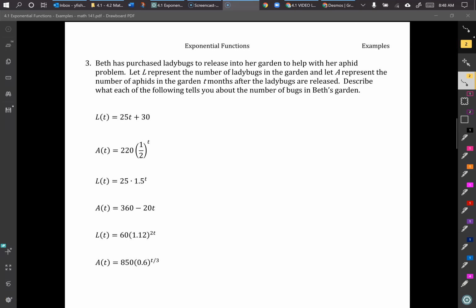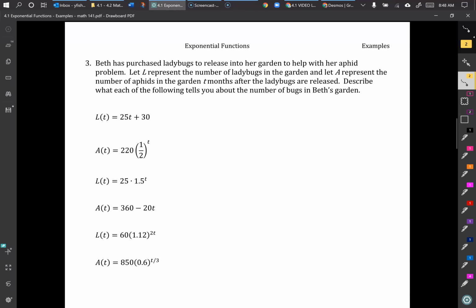In this example, we're going to look at a compare and contrast of linear functions versus exponential functions, and how things lay out and how we figure out how to take this equation and just put it into words. Like, what does this actually mean in everyday language? So Beth has purchased ladybugs to release into her garden to help with her aphid problem. Let L represent the number of ladybugs in the garden, and let A represent the number of aphids in the garden T months after the ladybugs are released. Describe what each of the following tells us about the number of bugs in Beth's garden.